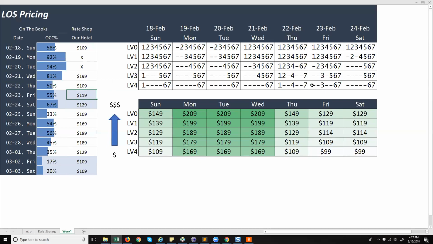With that said, notice how for arrivals on Thursday night at LV4, I'm also not allowing 5 and 6-nighters. Now that might sound a little bit weird because you almost never want to turn away 5 and 6-nighters if you can avoid it. But notice that Monday and Tuesday, the 26th and 27th, both of those days of week are already looking very, very strong.